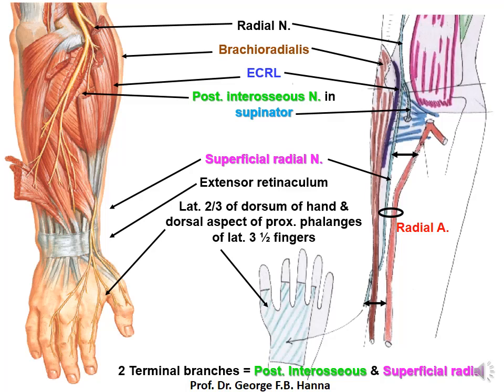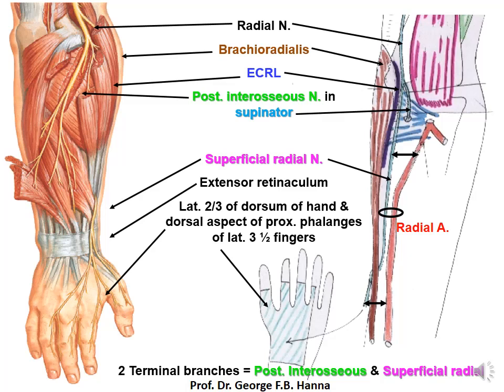Now, as you can see, this is supinator muscle. Supinator muscle is pierced by the posterior interosseous nerve, here and here. As we go downward, this is the superficial radial nerve on the lateral side of the back of the forearm. Superficial radial nerve passes downward on the left side of the diagram, superficial to extensor retinaculum, and then it terminates how? It is purely sensory.